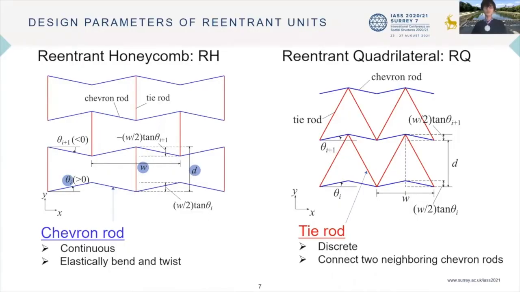Design parameters of the reentrant units are sizes W and D in X and Y direction respectively, and angles theta between blue piecewise linear elements and X-axis. We use two types of reentrant units, reentrant honeycomb and reentrant quadrilateral. These units have negative Poisson's ratio and are composed of two types of members, chevron rods and tie rods. A chevron rod has a continuous zigzag shape, and it can bend and twist elastically under large deformation. By contrast, a tie rod is assigned discretely and connects two neighboring chevron rods.